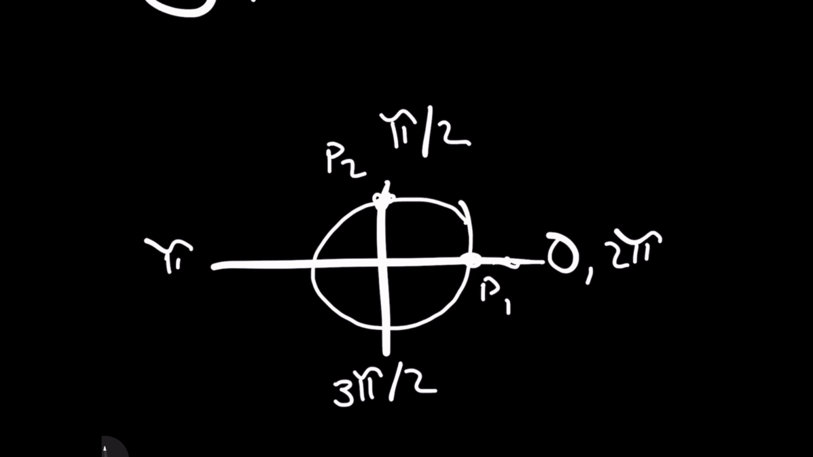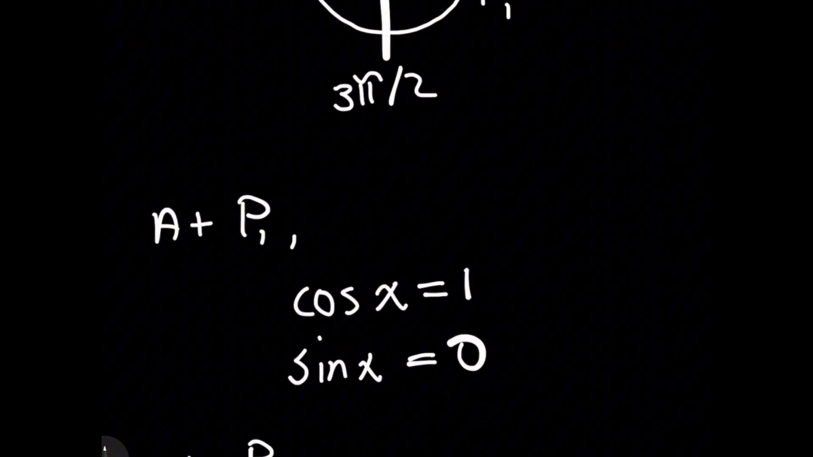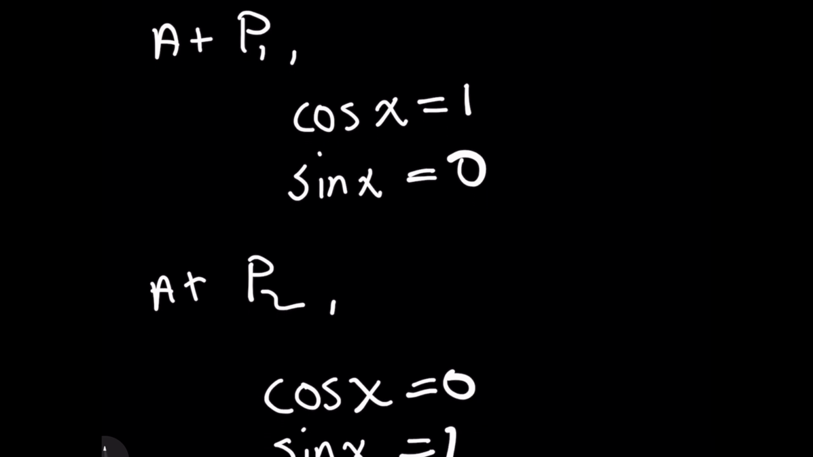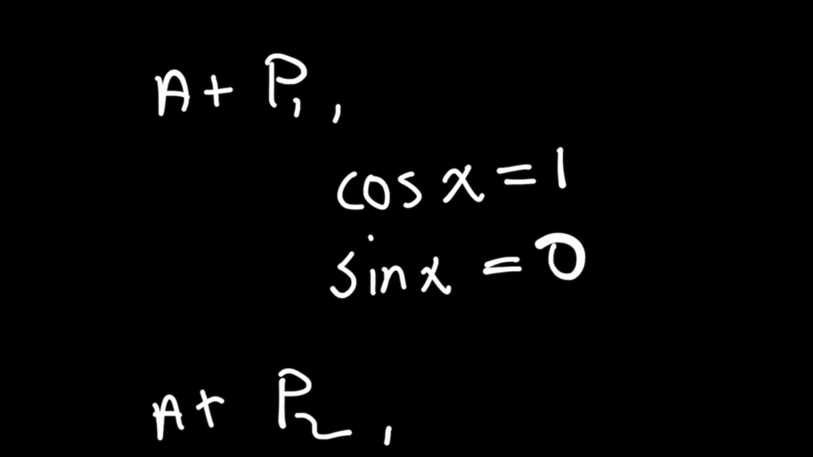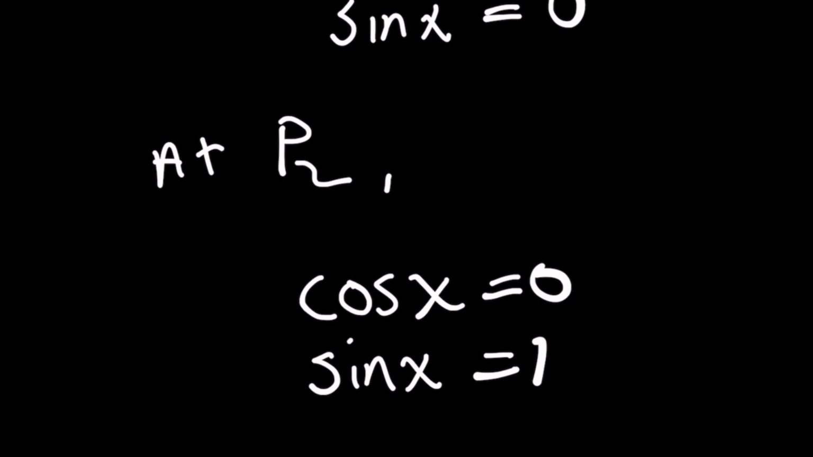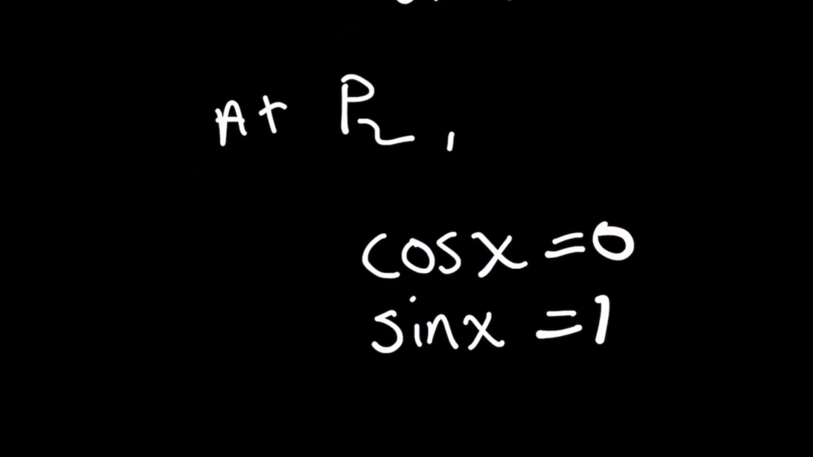And so I just drew two of the points here, P1 and P2. You can follow along on your own as a homework problem and also evaluate points P3 and P4, which would be the remaining points of intersection with the unit circle and the axes. But for P1 and P2, I want to write down what cosine of x and sine of x happen to be. So at P1, you'll remember that cosine of x is 1 and sine of x is 0, while at P2 at the very top, we have the reverse. Cosine of x is 0 and sine of x is 1.